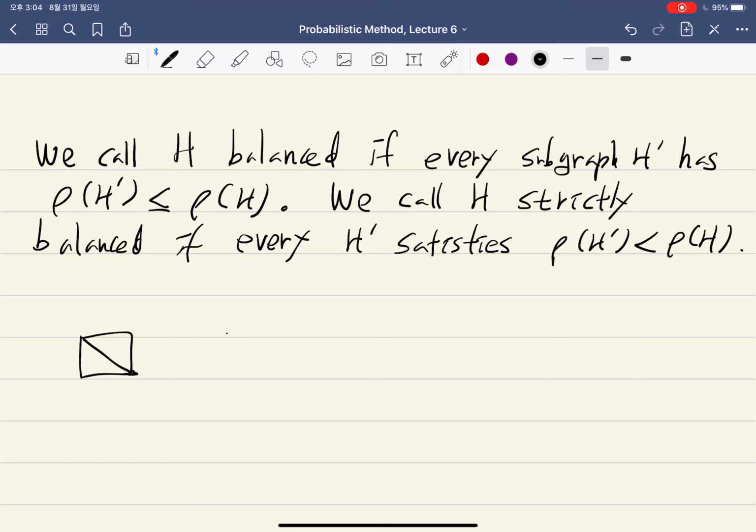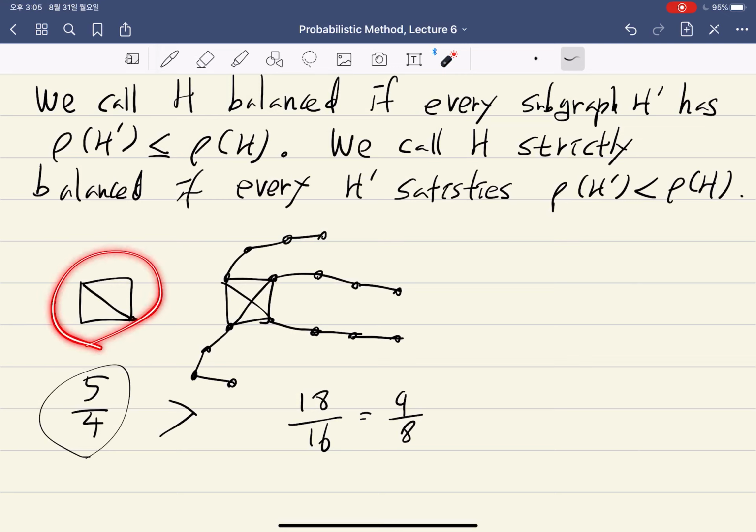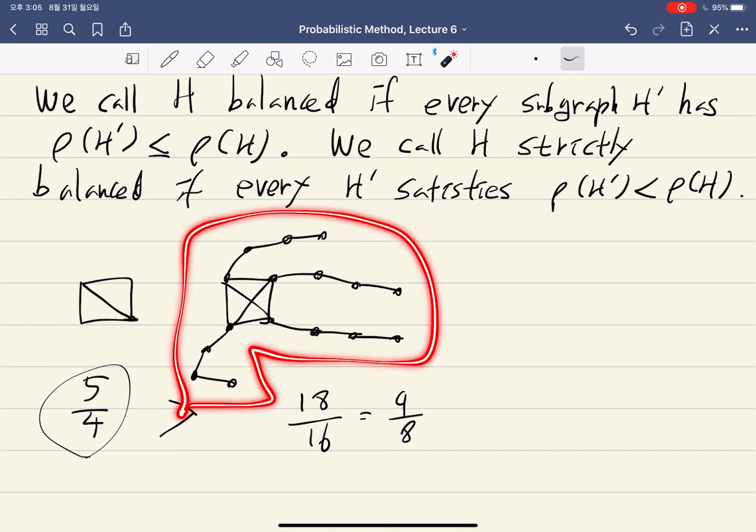If we consider again this and this, say, then this has 5 edges and 4 vertices. This has 18 edges, 16 vertices. So this is 9, 8. So this actually has a higher density. This has higher density than this. But obviously, if you have this as a subgraph, then you also have this as a subgraph. So obviously, this is more difficult to obtain than the one on the left. So having this as a subgraph must have a higher threshold function.